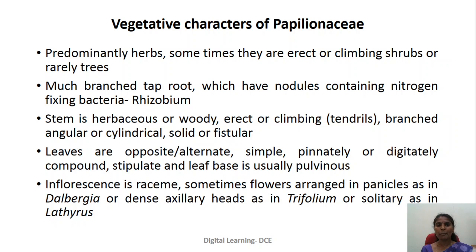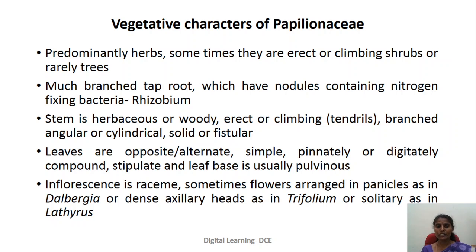Then the stem of Papilionaceae is herbaceous in nature, may be woody, erect or climbing. In climbing species, they are provided with special modifications called tendrils, which are thin coiled wire-like structures that help in climbing and support. The stem may be branched, angular or cylindrical in shape, solid or sometimes hollow. A hollow stem is otherwise known as fistular.